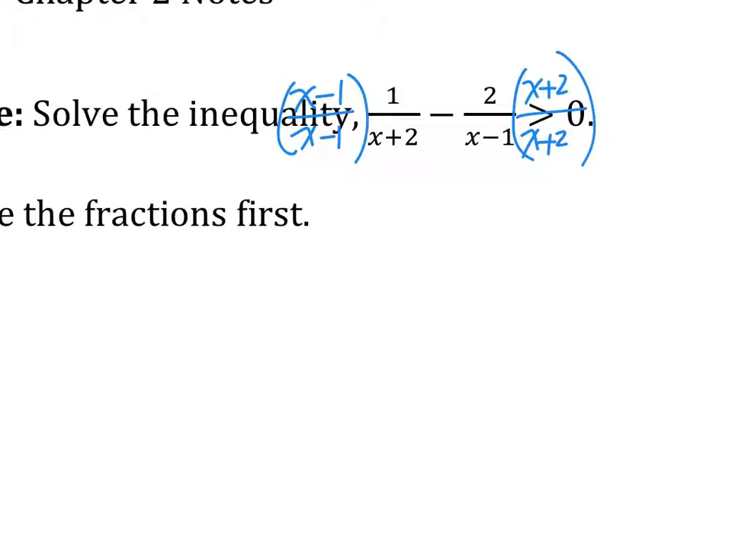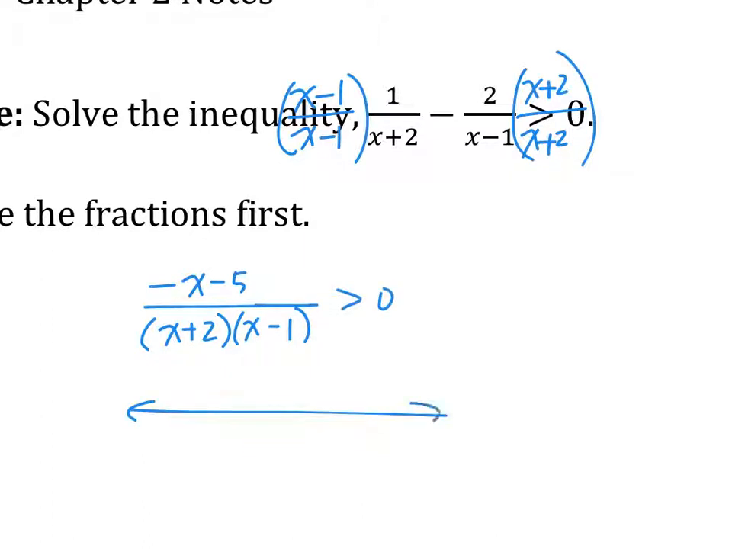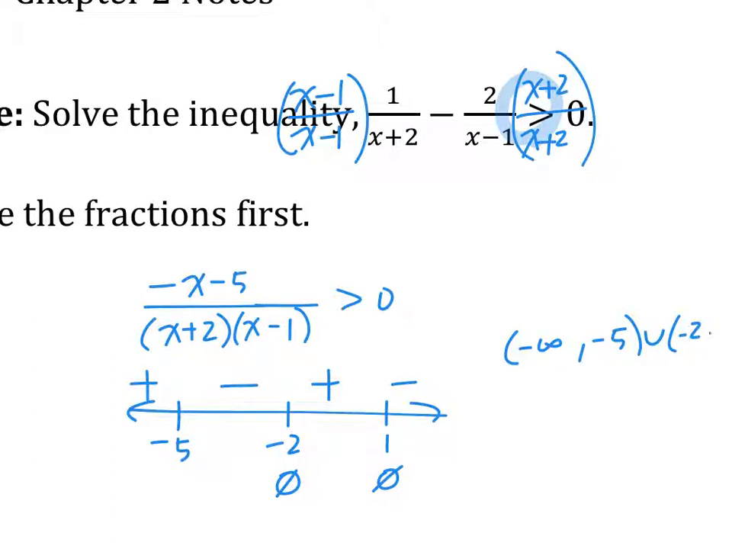Okay, so once you combine the fractions together, you should get -x minus 5 over x plus 2 times x minus 1 greater than 0. So on the sign chart, you should have -5, -2, 1. Now, -2 and 1 are going to be undefined, so you want to just put that in there. Sign chart is positive, minus positive, negative. The question is only asking for greater than, so we only care about the positive. So the answer is -infinity to -5, and then -2 to 1.